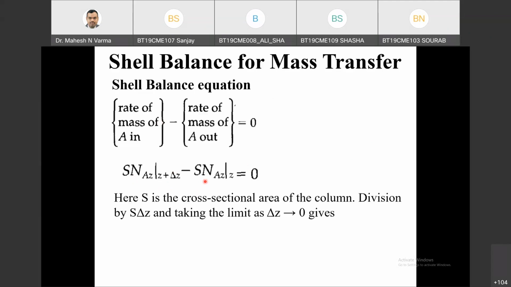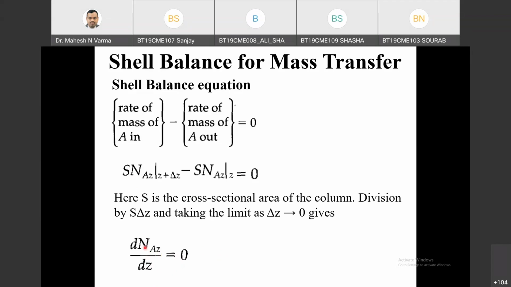So what will you get? You will get d by dz of NAZ equals 0. It means that NAZ is constant in the Z direction. NAZ is not varying. There is no variation of flux. So whatever rate at which A comes in at the top surface, at that same rate it will be consumed, or whatever the rate of consumption of A, with that rate only A will be coming into that differential shell.